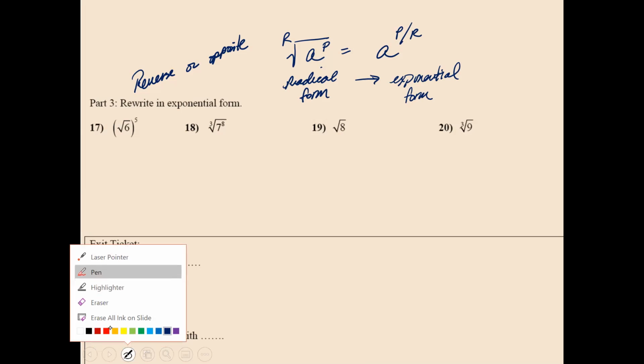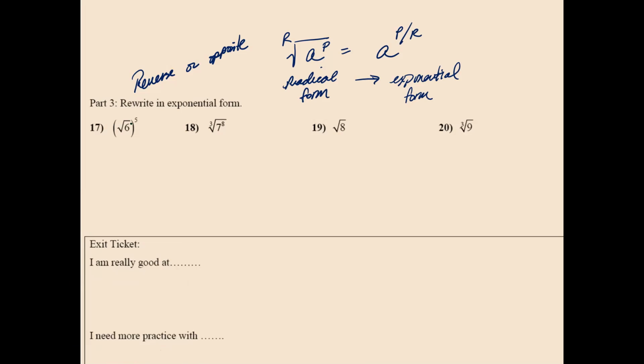All right, so let's go ahead and label this one here. I have the 2 as my root, 5 is my power. So then if I were to put this into exponential form, 6 to the 5 over 2 is my answer. With number 18, 8 is going to be my power, 3 is going to be my root, so 7 to the 8 over 3 is how I would write it.